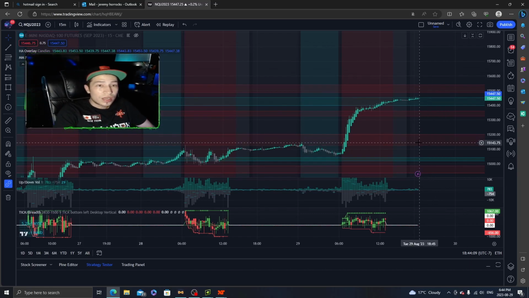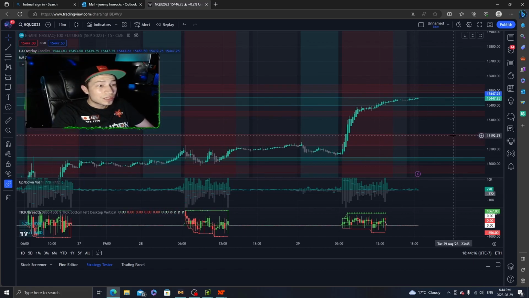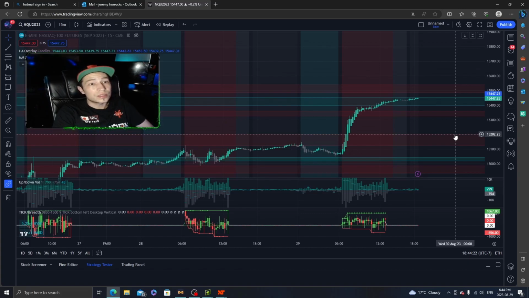You always want to try to make sure that you're looking at multiple confluences before you take any trades. Whether it's support and resistance levels with order flow, but you also want to be looking at general market sentiment. Is the market in an uptrend or a downtrend? Is the market bullish or is the market bearish? Is there any news that you don't know about? You want to know all of these things.